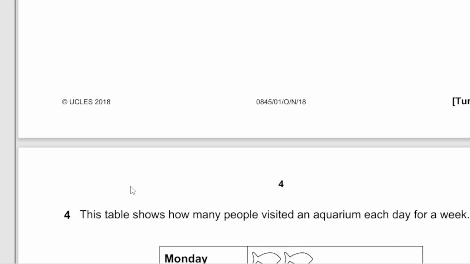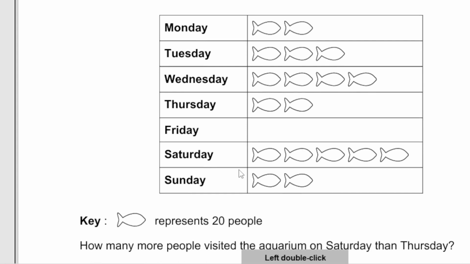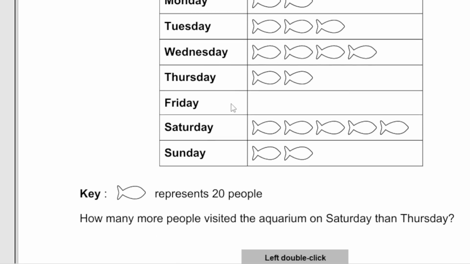So next one, let's see, this table shows how many people visited an aquarium each day for a week, right? So we have Monday to Sunday, all the days of the week here. The key says one fish represents 20 people, right? So how many more people visited the aquarium on Saturday than Thursday?